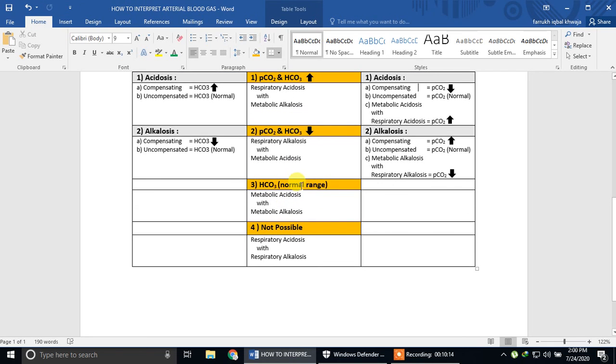If the bicarbonate is in the normal range, then it is metabolic acidosis with metabolic alkalosis. Okay, so this is all.